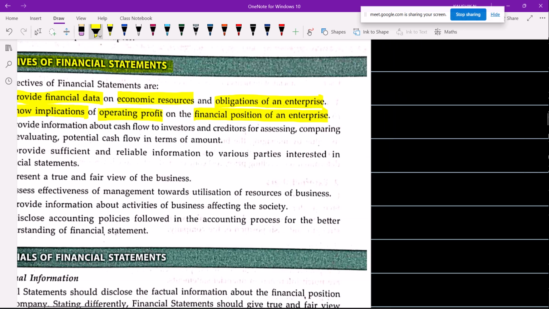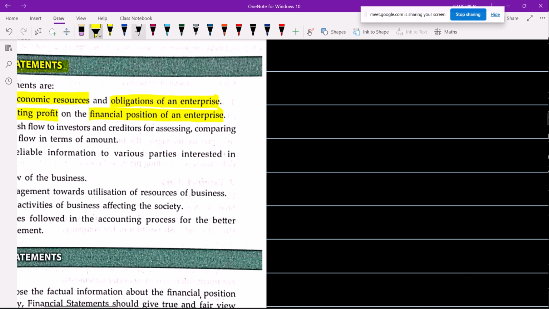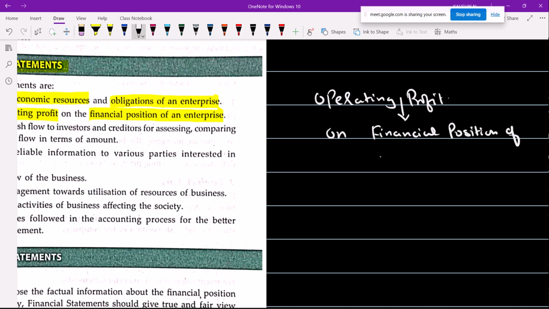So this you have to understand very carefully. The word they used is operating profit. What profit is this? It is an operating profit. The word operation or operating refers to the core business operations. So operating profit on the financial position of an enterprise.